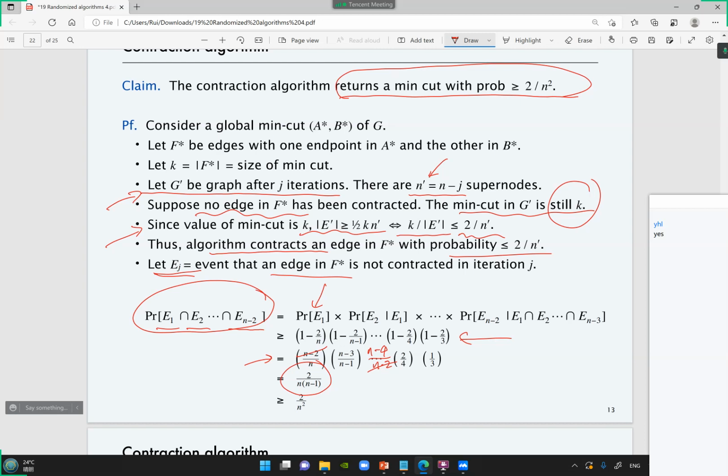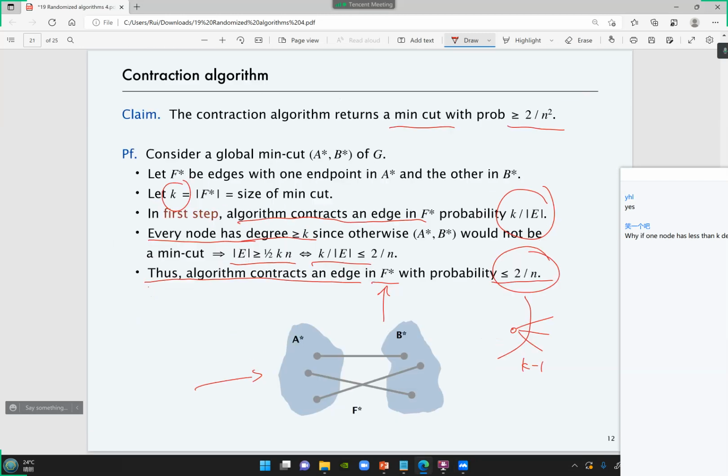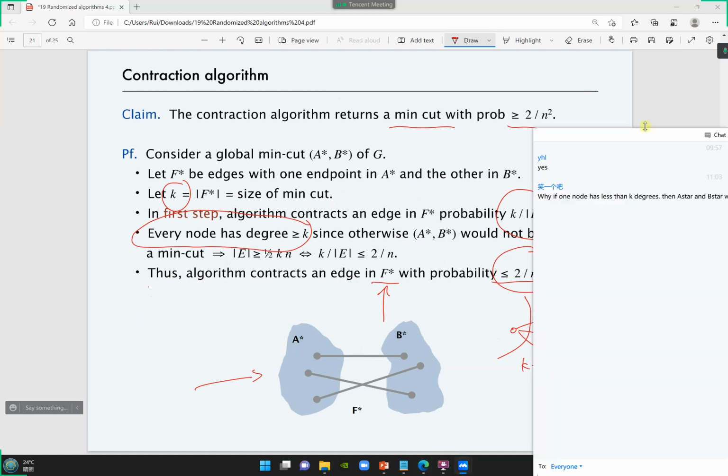Okay, any questions about this? Why, if one node has less than k degrees, then a star? Okay, I guess you're asking about this fact over here, which is that every node has degree at least k. Is that what you're asking about?